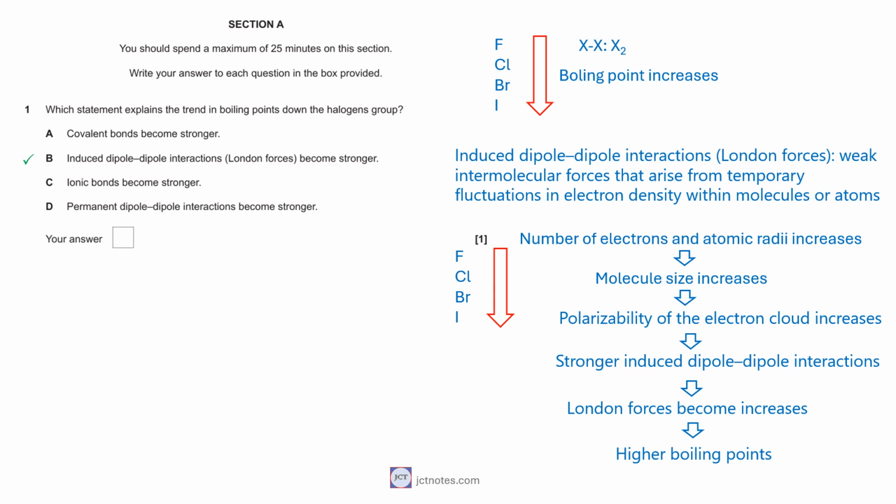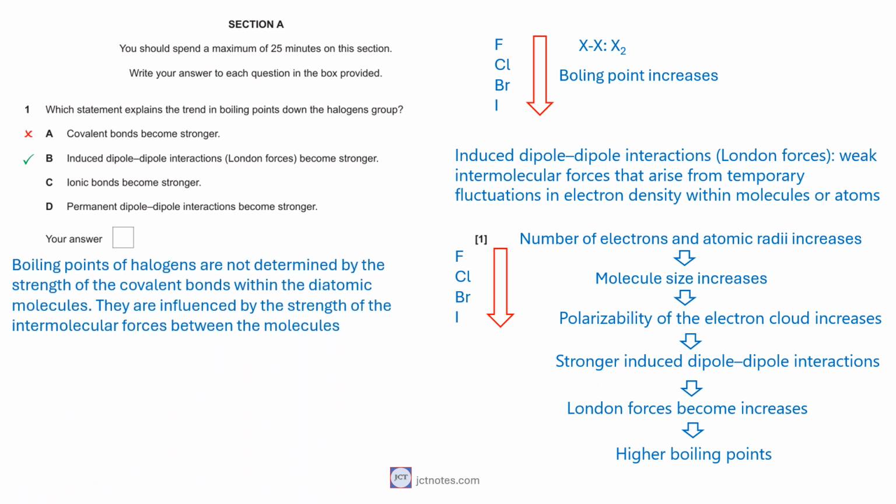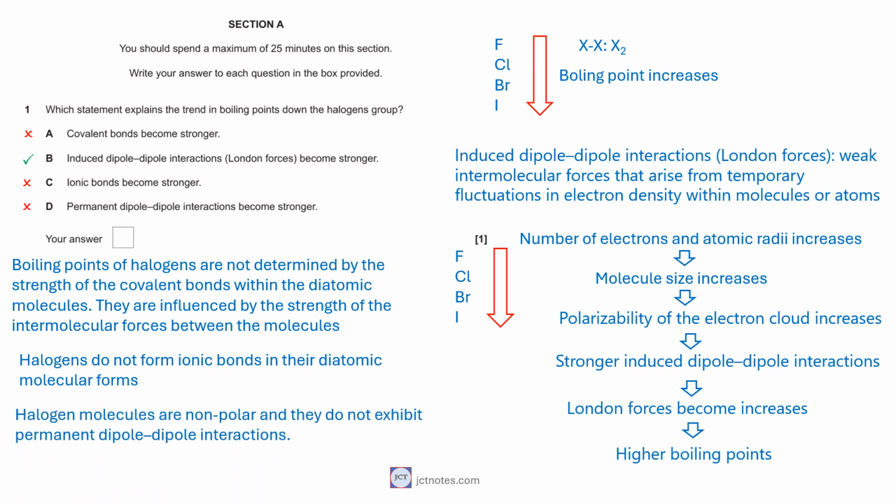Option A is incorrect because the boiling points of halogens are not determined by the strength of the covalent bonds within the diatomic molecules. They are influenced by the strength of the intermolecular forces between the molecules. Option C is incorrect because halogens do not form ionic bonds in their diatomic molecular forms. Option D is incorrect because halogen molecules are nonpolar and they do not exhibit permanent dipole-dipole interactions. Therefore, the correct answer is B.